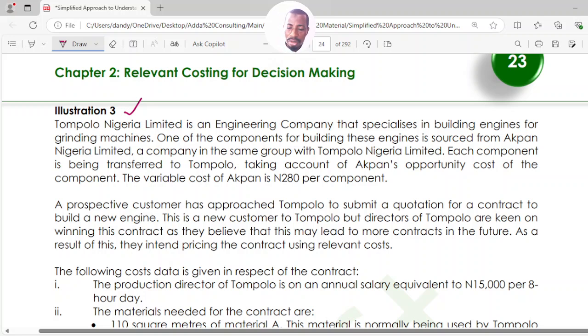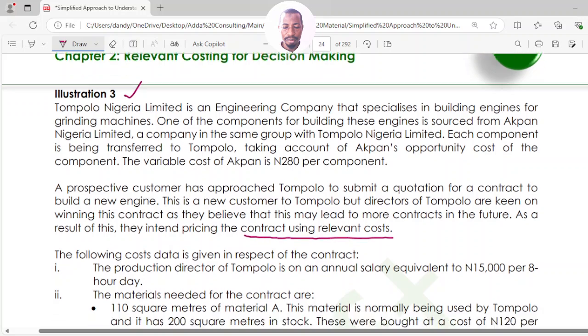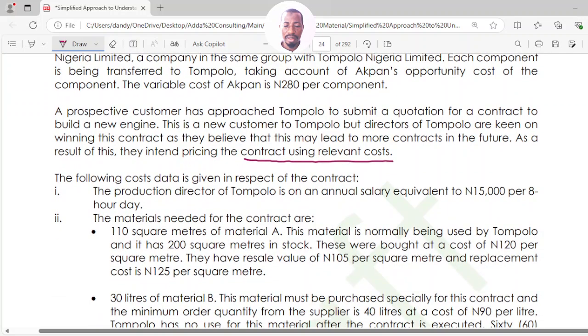Okay, this has caught my attention. So they want to price these contracts using relevant costs. The following cost data is given in respect of the contract. The production director of Tompolo is on annual salary equivalent to 15,000 naira per 8-hour day.